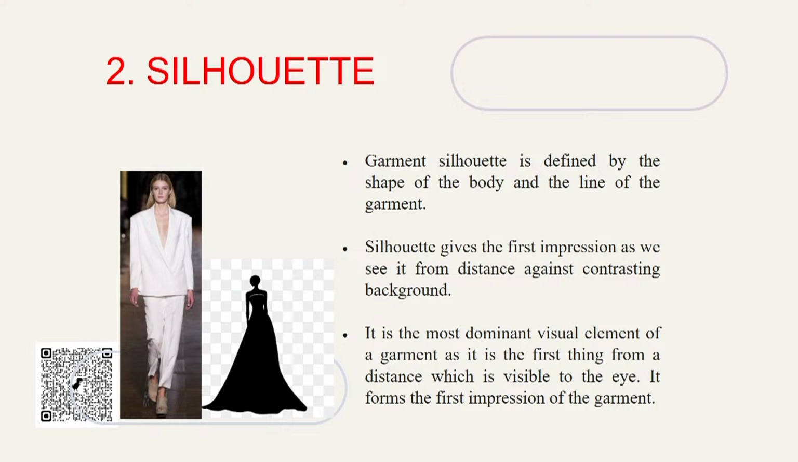So if you are seeing anything against a contrasting background, or if you are looking at a shadow of the garment from a little distance, the first thing which you will be noticing is the outline of the garment, also known as the silhouette of the garment. It is the most dominant and visual element of a garment, as it is the first thing which you notice from a distance, which is visible to the eye. So it forms the first impression of the garment.